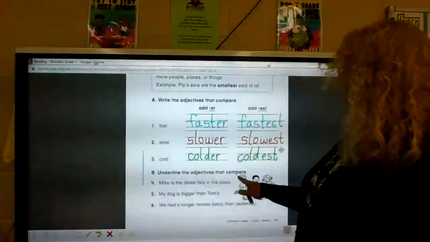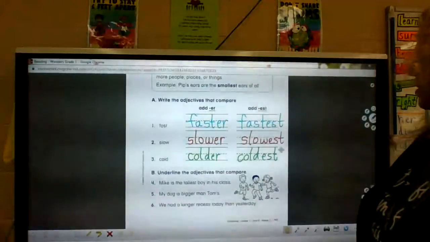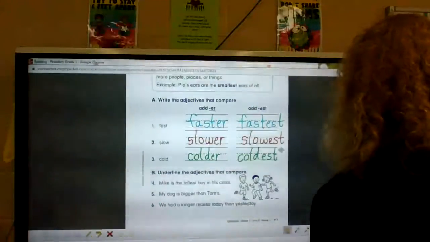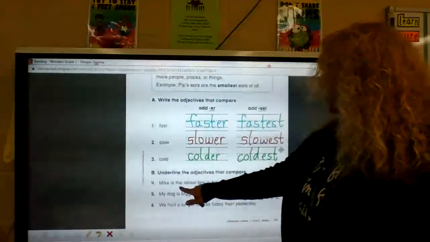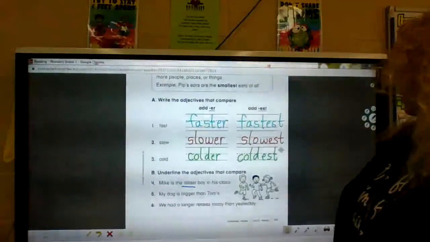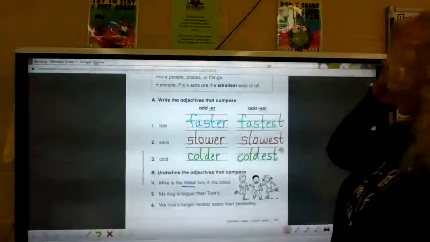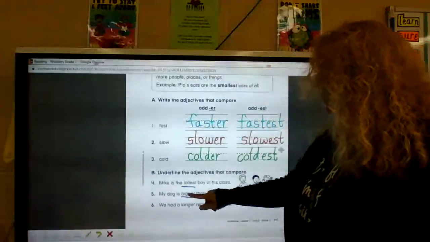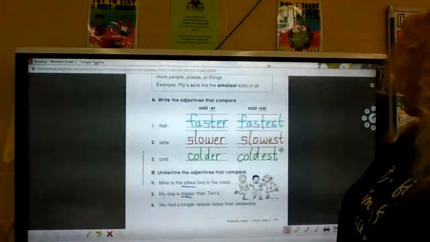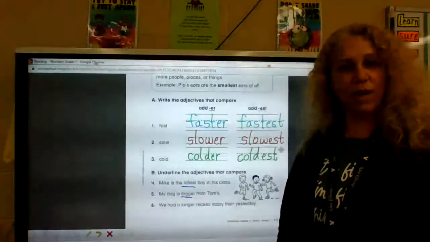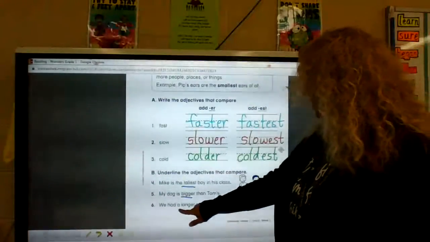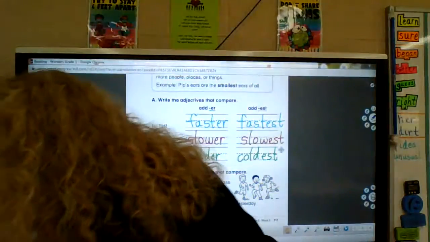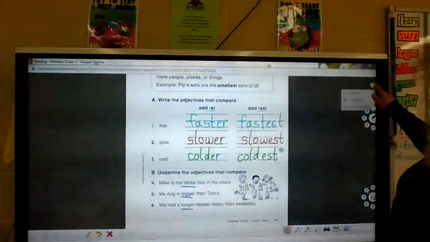Now we're going to underline the adjectives that compare. Mike is the tallest boy in his class. What is the adjective that compares? Right, tallest. My dog is bigger than Tom's. What word compares? Bigger. We had a longer recess today than yesterday. Longer. Good. All right, let's flip that over.